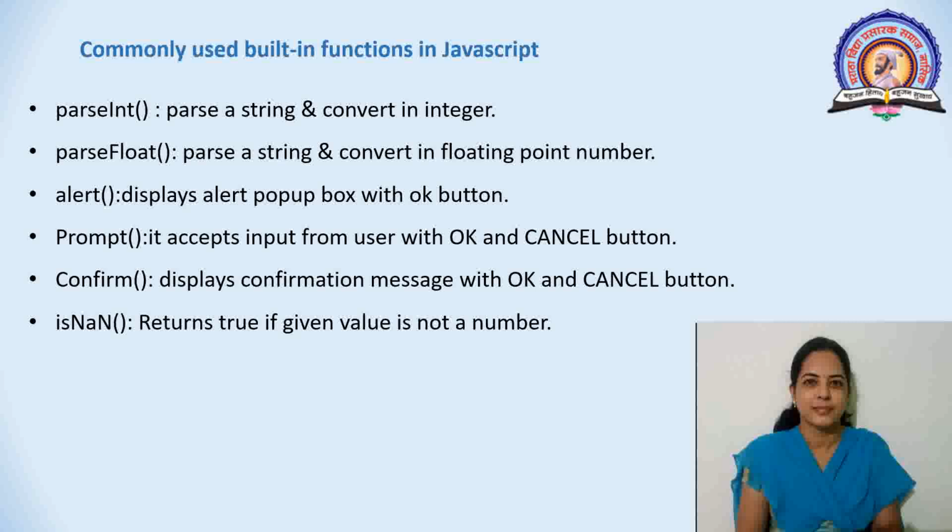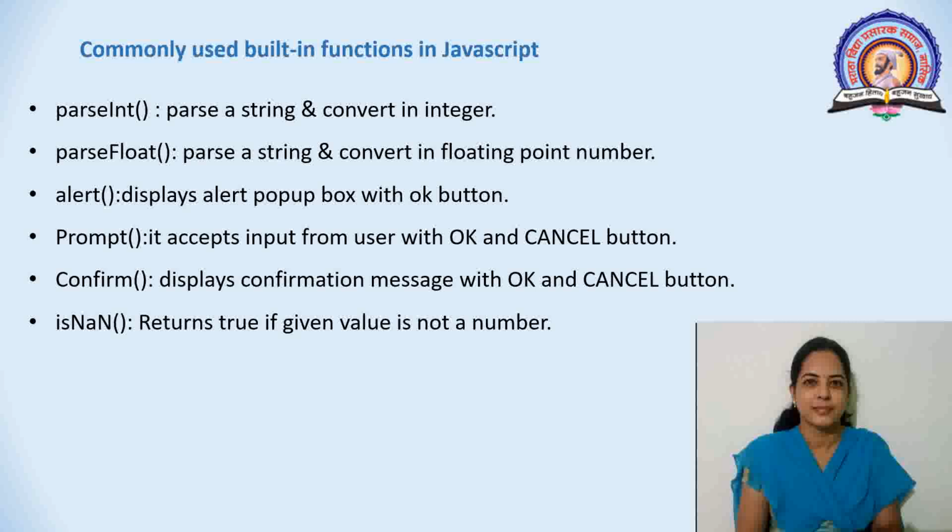Next function is the alert function. The alert function displays the message and it displays an OK button with that message. Next function is the prompt function. This function is used to accept some input from the user and it also displays OK and Cancel buttons with that input box.